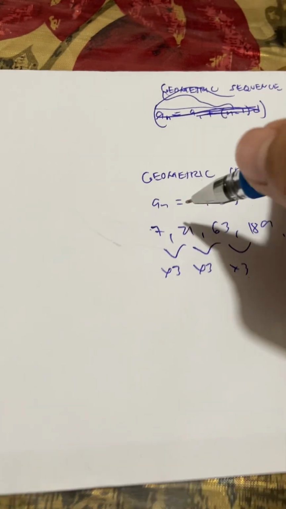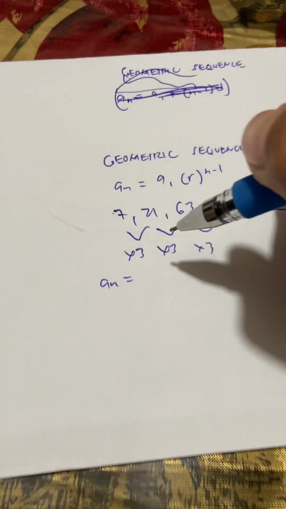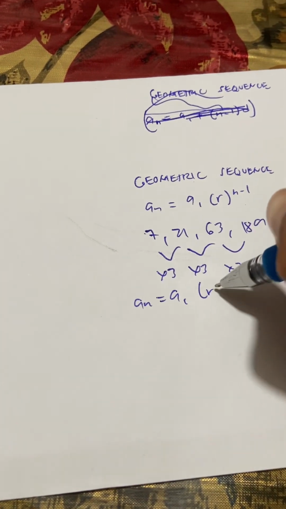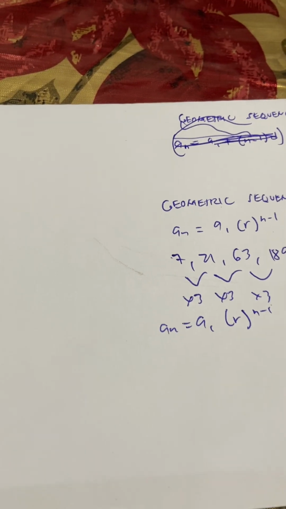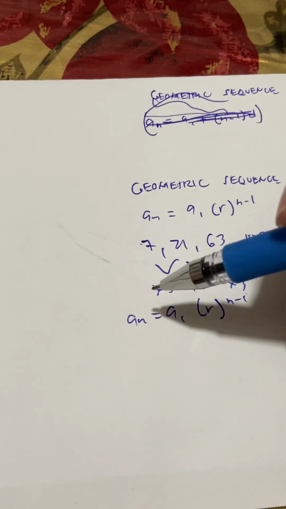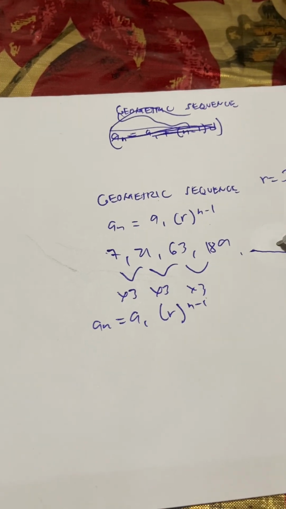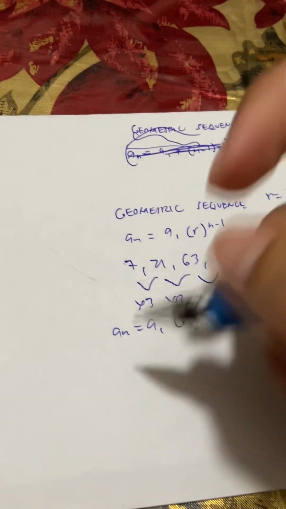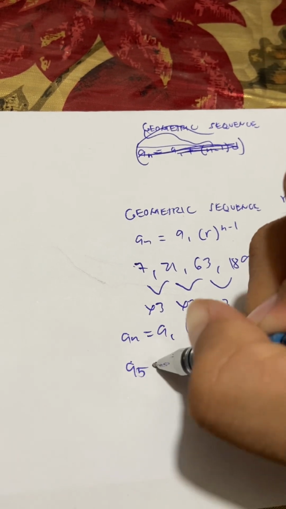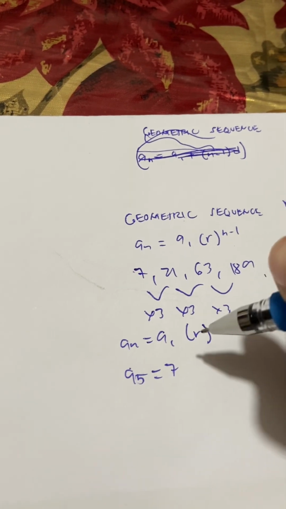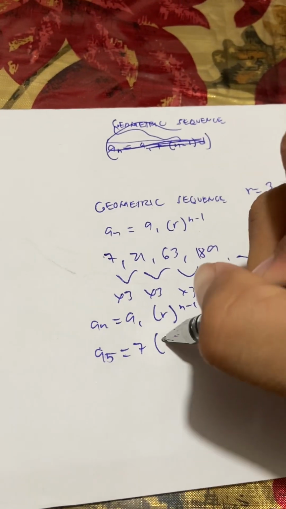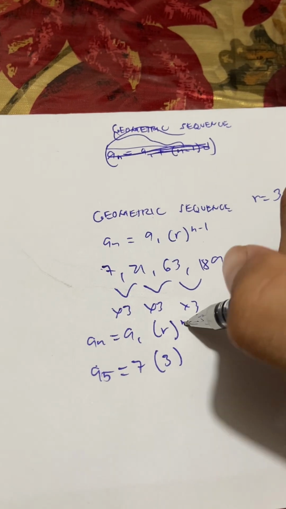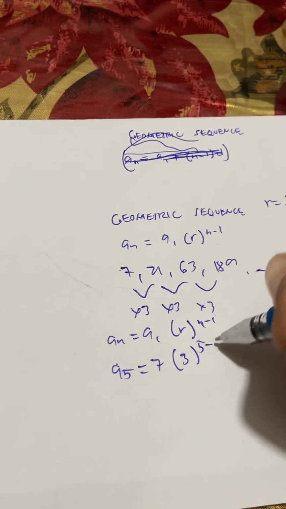So this is the formula for geometric sequence: a sub n is equal to a sub 1 times r to the power of n minus 1. a sub n represents the fifth term, which is what we want to find. So a sub 5 is equal to a sub 1, which is 7, the first term, times the common ratio, which is 3, to the power of n, the fifth term, so 5 minus 1.